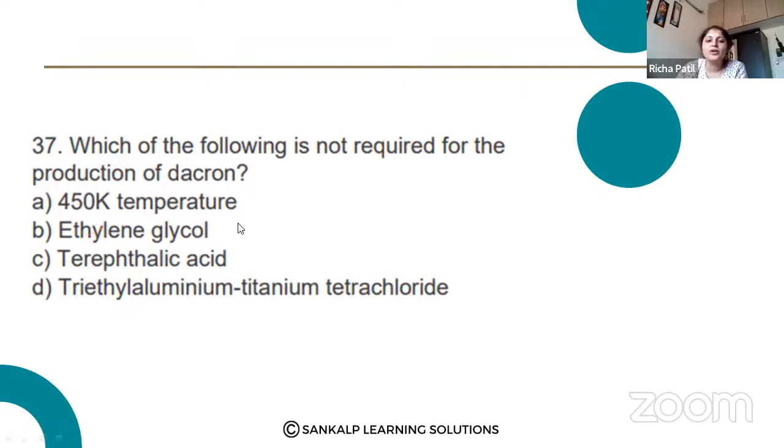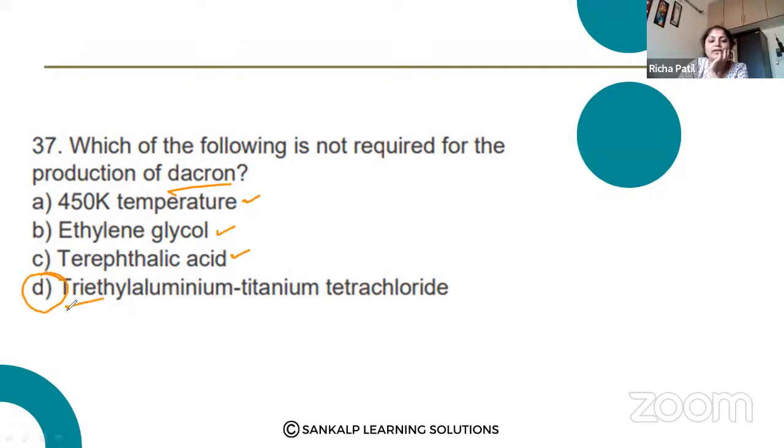Which of the following is not required for production of dacron? What is not required? So the correct temperature required is correct. Ethylene glycol also is one of the units. Terephthalic acid is also one of the monomer units, correct. So the answer is D.